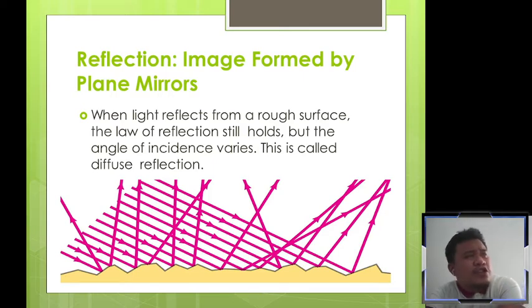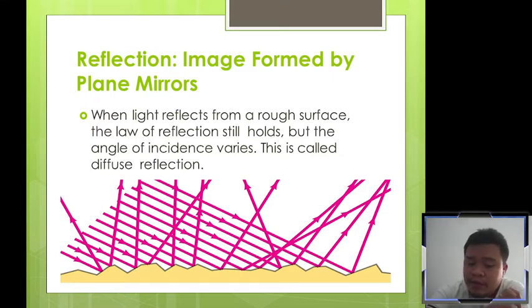Now, diffuse reflection usually happens on rough surfaces. When I say rough surfaces, that means the surface is uneven. In a rough surface, diffuse reflection is much more common. And in fact, the law of reflection still holds, even if it's a rough surface. It's just that the incident rays vary because of the unevenness of the surface. And this is in fact the main reason why we are able to see different shapes, different lines, even the depth of a certain object.